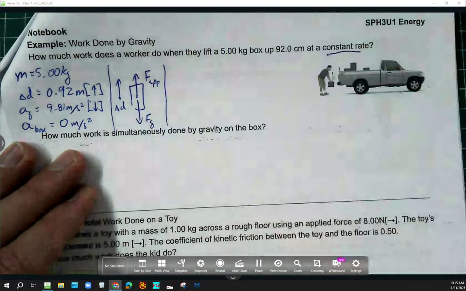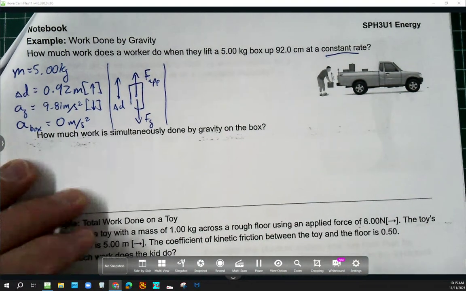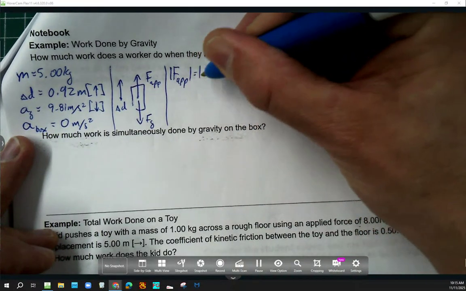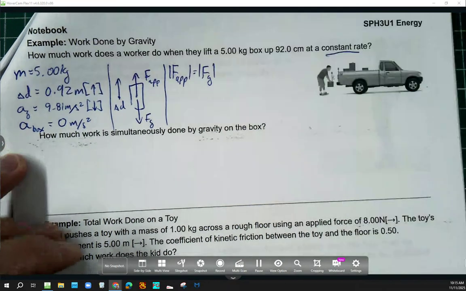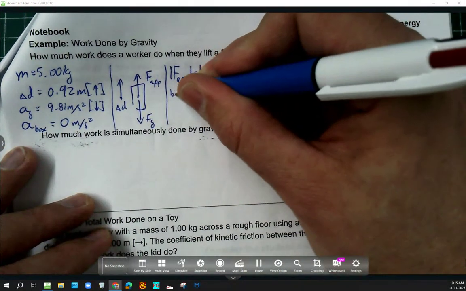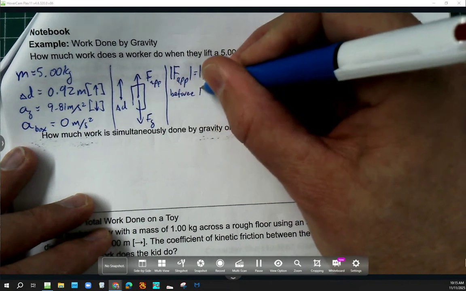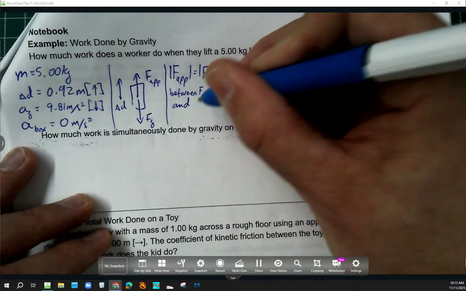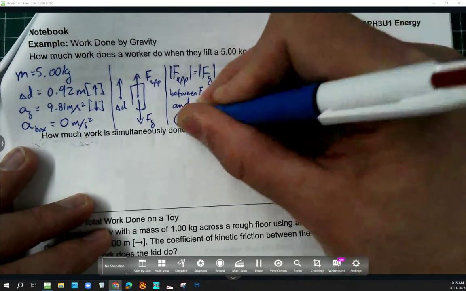What I could say, if it's moving at a constant rate, if the acceleration is 0, I could say the magnitude of the applied force is going to be equal to the magnitude of Fg. That makes sense. It's all going to balance out. By the way, if I think about between F applied and delta D, what's the theta value?